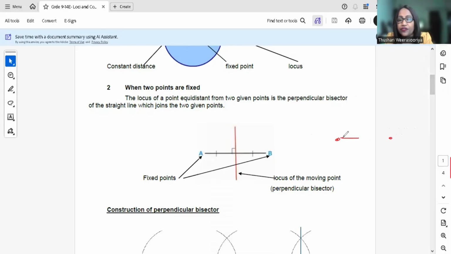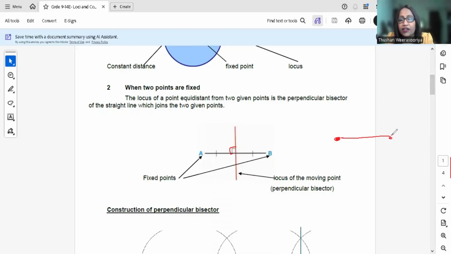When you join these, on this straight line we draw the perpendicular bisector. What is a perpendicular bisector? Perpendicular means it makes 90 degrees. Bisector means it divides into two equal parts. When you draw the perpendicular bisector, it divides the line into two equal parts and makes 90 degrees with this straight line. So that's why it's called the perpendicular bisector. Now we'll see how to draw it.